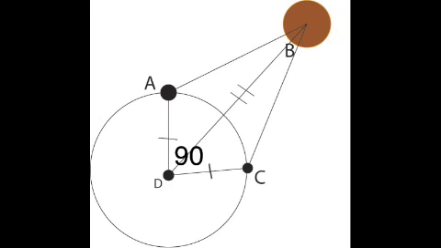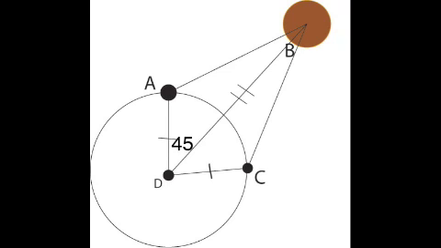By CPCTC, angle G is congruent to angle H, and since they add up to 90 degrees, they are both 45 degrees. We know from trigonometry that tangent of 45 degrees is 1, and in this case, tangent of 45 degrees is also line segment AB over AD.